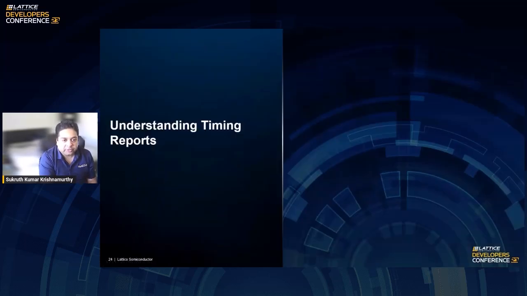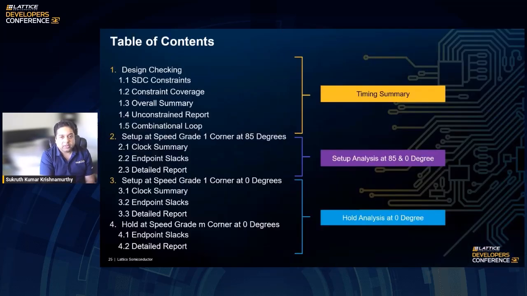Understanding timing reports is key and crucial to achieving timing closure. Here's a Radiant timing report post-PAR, and here's a table of contents for this timing report. Section 1.1 covers design checking, which includes the SDC timing constraints provided by the user. Constraints coverage tells us the constraints coverage in the particular design. Then there are the overall summary, unconstrained reports, and whether there are any combinational loops in the design.